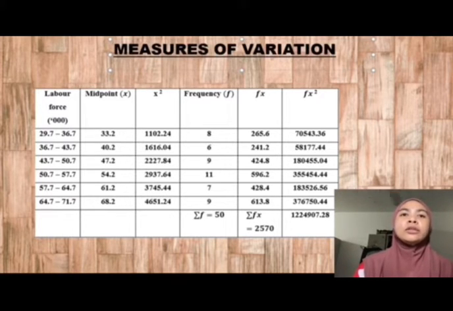So the range for the measure of variation is 71.5 minus 29.7 equals 41.8. Therefore, the range is 41.8.